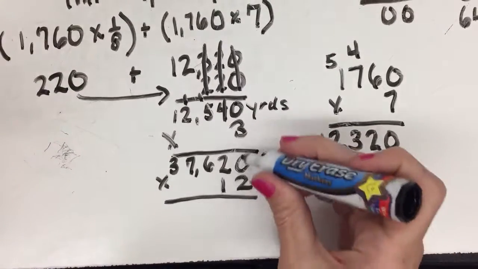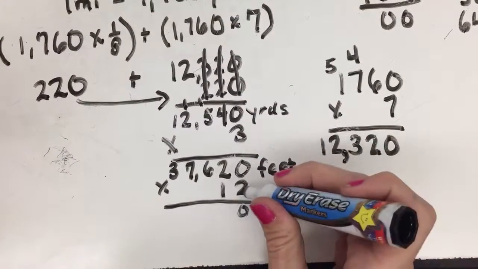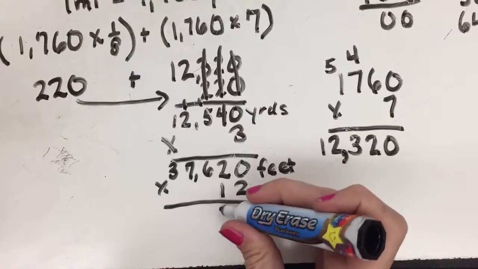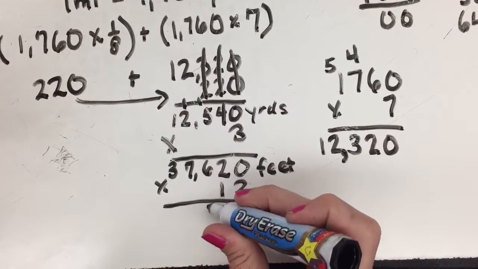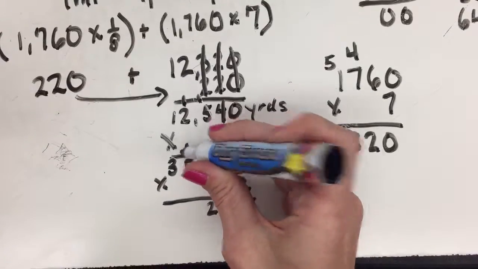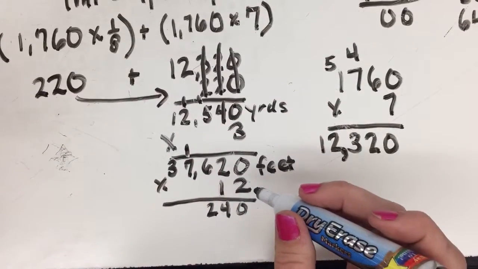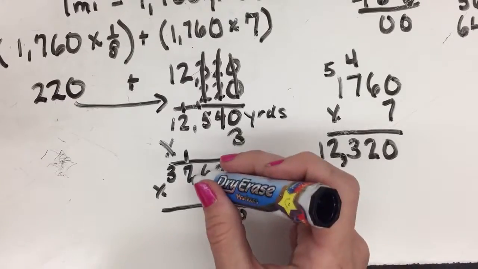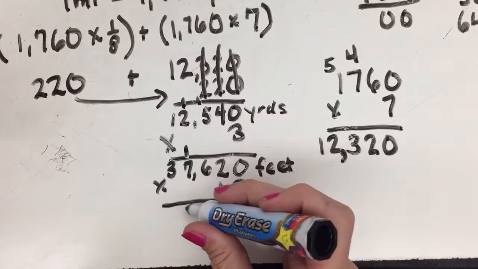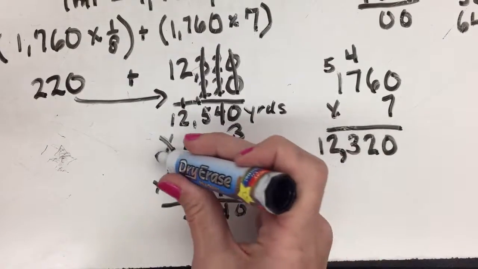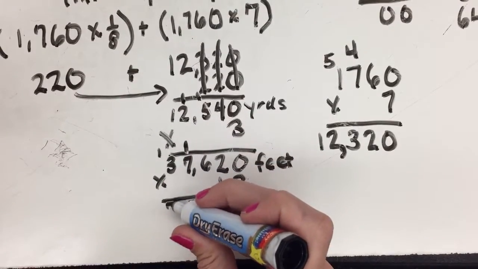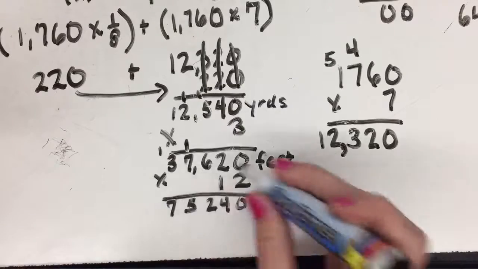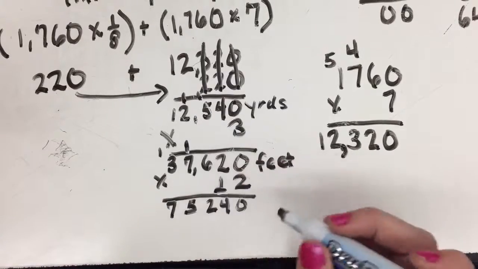Okay, so 2 times 0 is 0. 2 times 2 is 4. 2 times 6 is 12, so I'm going to drop my 2 and regroup my 1 for my tens. 2 times 7 is 14, but plus that 1 is 15. Regroup my 1. 2 times 3 is 6, plus my 1 is 7. Now this is only the first partial product, so I now need to move into my tens place.